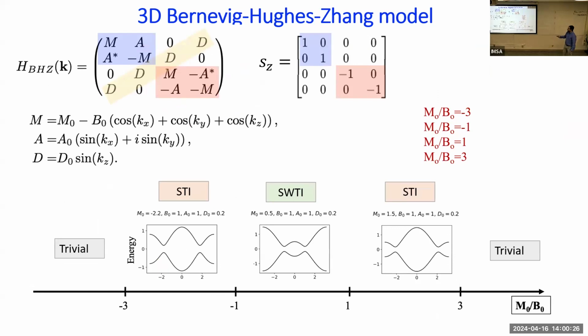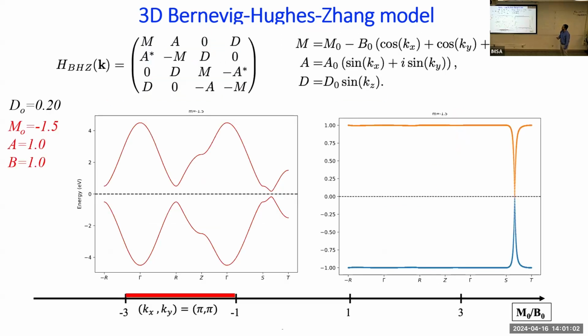We have here the results: three topological cases, the UPS model, and two trivial cases for M. In the region of M over B, we call this the strong topological insulator, the spin topological insulator. I'm going to explain the name. It is because we have spin Hall conductivity, but we don't have the symmetry invariant in this case. Let's solve the problem.